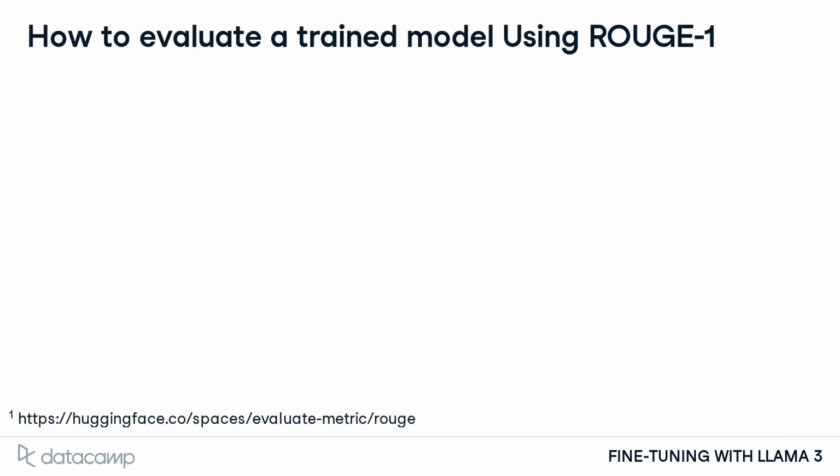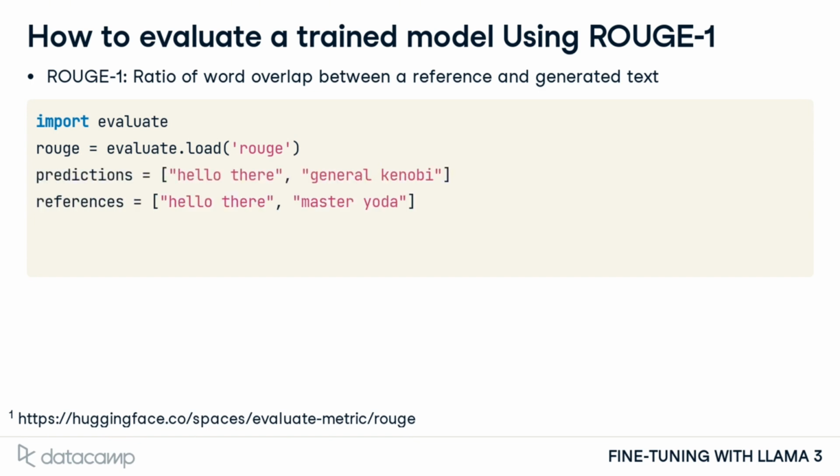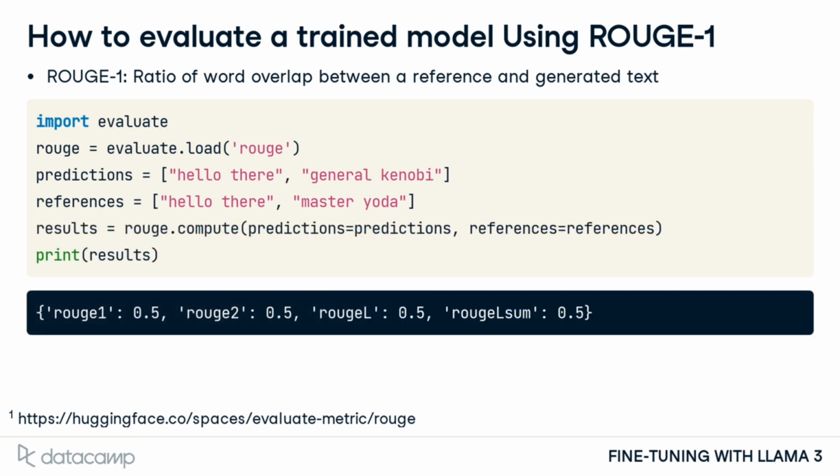We evaluate our fine-tuned model using the Rouge 1 metric, which measures word overlap between generated and ground truth sentences. To use Rouge 1, we load the evaluate library from Hugging Face, store predictions and references, then compute evaluation scores. The first example matches fully, so it scores 1. The second has no matches and scores 0. Thus, the average score is 0.5.